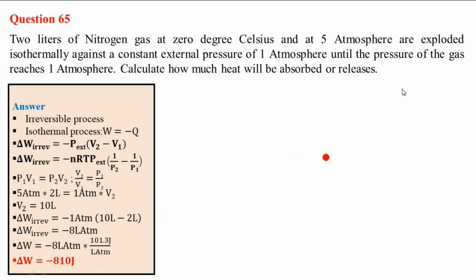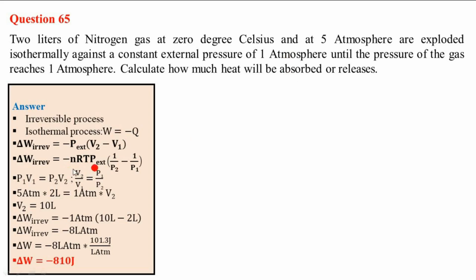If you check in the question, they are saying the gas expands isothermally against a constant external pressure of 1 atmosphere. And if you check, we have the 5 atmosphere, which is the initial pressure, and the final pressure, which is 1 atmosphere. That means you have an expansion. If you have an expansion, the pressure is going to decrease, the temperature is going to decrease, and because it is isothermal, for you to keep the constant temperature, you should supply external heat. That is why the heat here will be positive 810 joule. So the heat is absorbed.